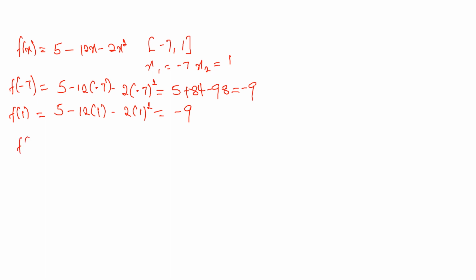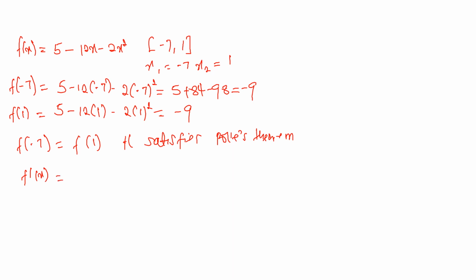So you discover that f of minus 7 is equal to f of 1. So you discover that it satisfies Rolle's theorem. So there you go ahead, you differentiate f of x, which is f prime of x. Differentiating f of x is differentiating the equation of the curve, which is 5 minus 12x minus 2x squared. So differentiating 5, you have 0. Differentiating minus 12x, you have minus 12. And differentiating minus 2x squared, you have minus 4x.